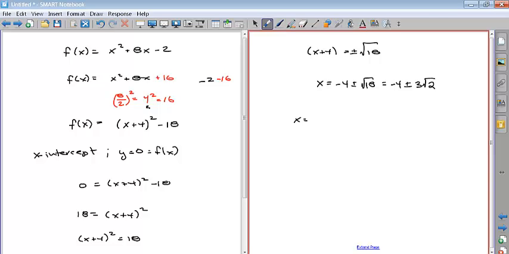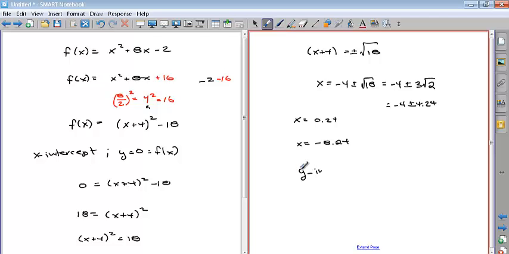Okay, so what is 3 times the square root of 2? 3 times the square root of 2 is 4.24. So this is negative 4 plus or minus 4.24. So you can see if I have the plus part, I'll get 0.24. And if I take the negative, I'll have negative 8.24. So those are my x-intercepts.